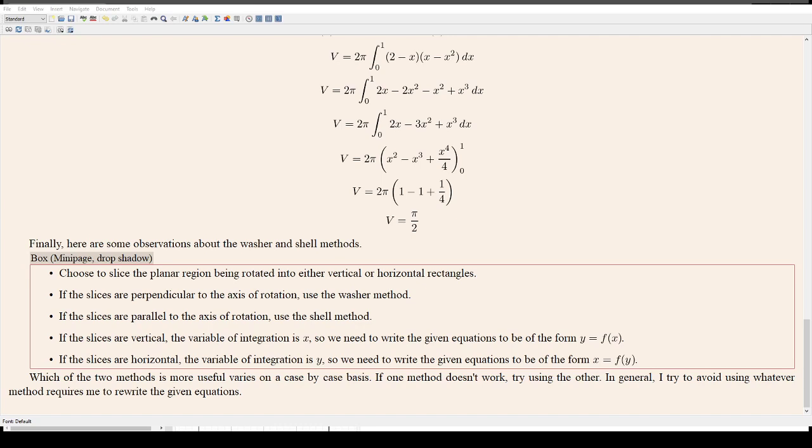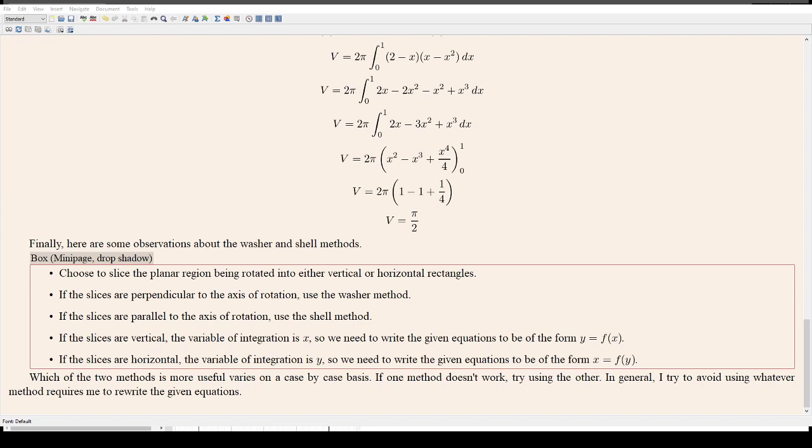Now, having taken vertical slices, those are either going to be parallel or perpendicular to the axis of rotation. And then, if they're parallel, use shell. If they're perpendicular, use washer. So yeah, what motivates my choice is actually the form of the data that you've been given. More so than whether I think one of the methods is better or not.